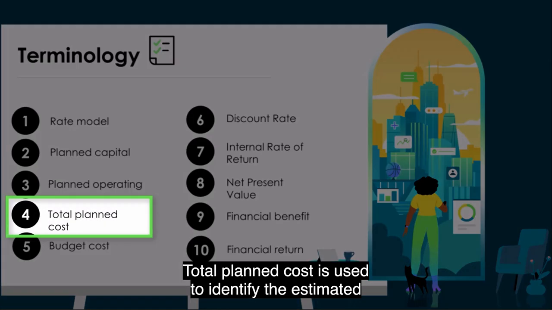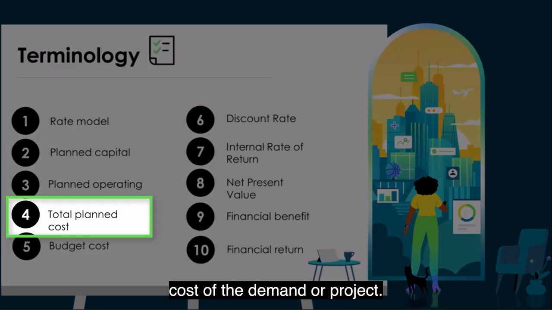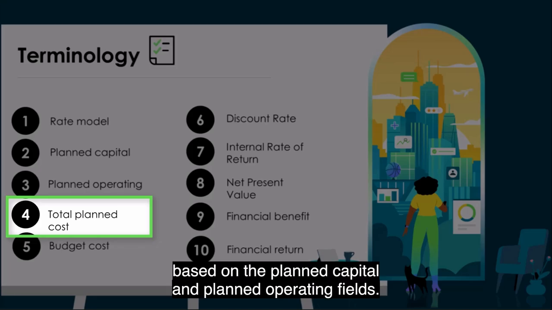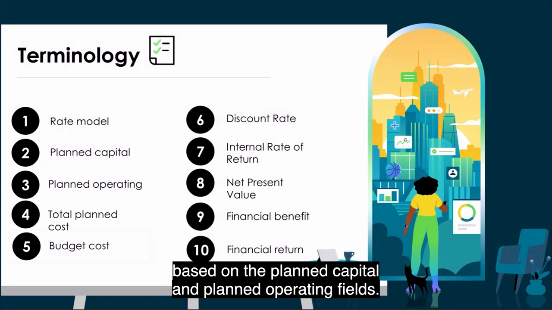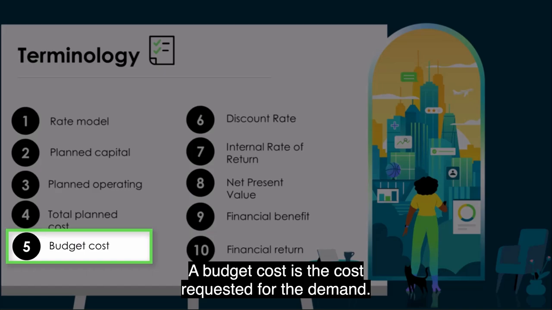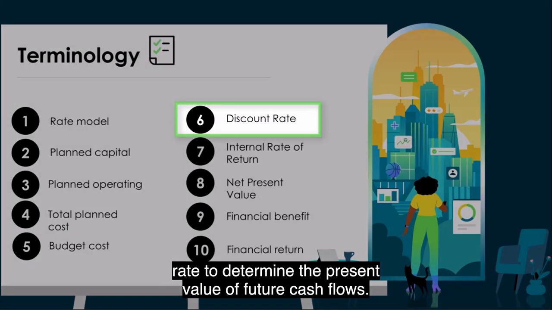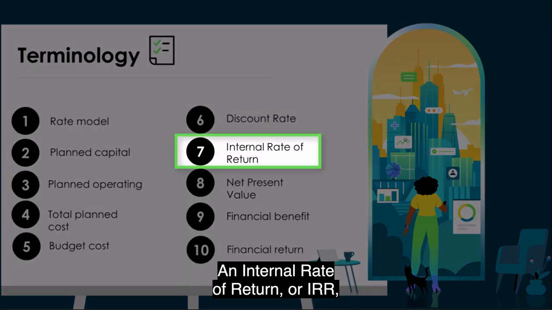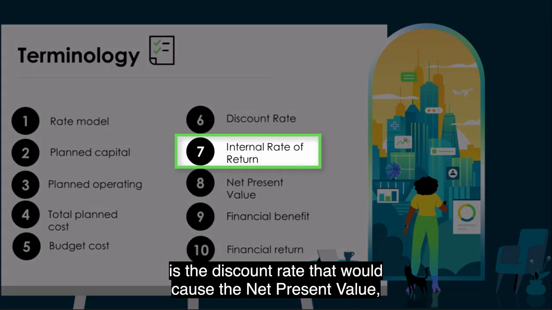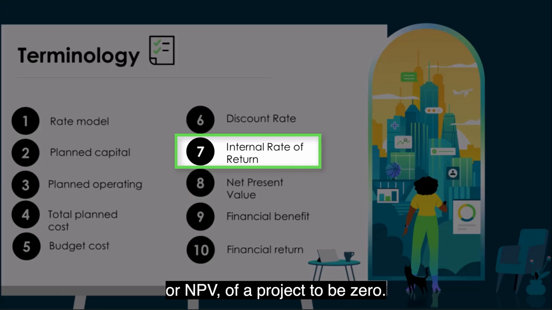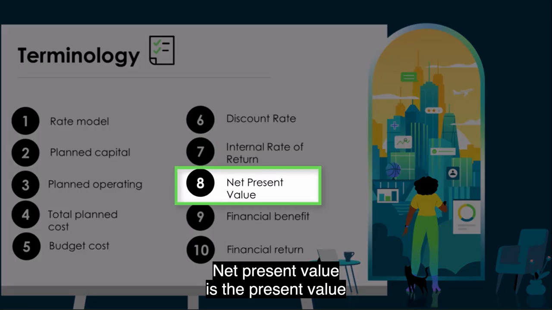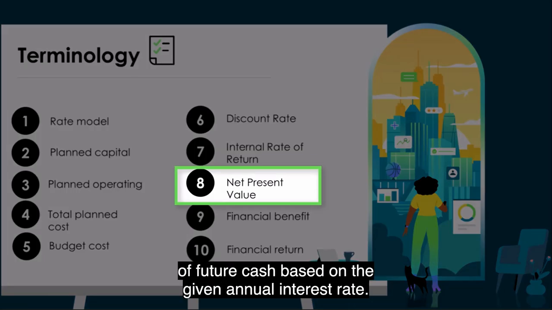Total planned cost is used to identify the estimated cost of the demand or project. This field is automatically calculated based on the planned capital and planned operating fields. A budget cost is the cost requested for the demand. Discount rate is used to track the interest rate to determine the present value of future cash flows. An internal rate of return, or IRR, is the discount rate that would cause the net present value, or NPV, of a project to be zero. Net present value is the present value of future cash based on the given annual interest rate.